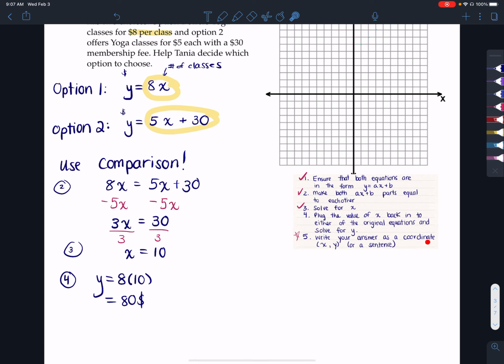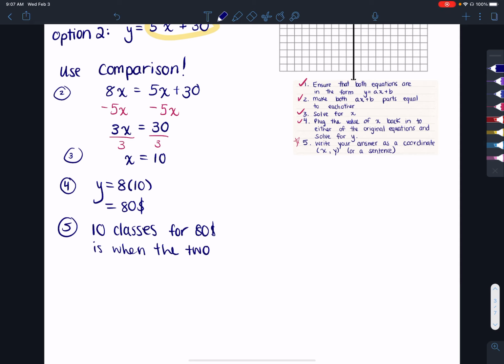And step 5, write your answer as a coordinate. So our intersection point, or our answer, is 10 classes for $80 is when the two options are the same. I'll highlight that: when the two options are the same.